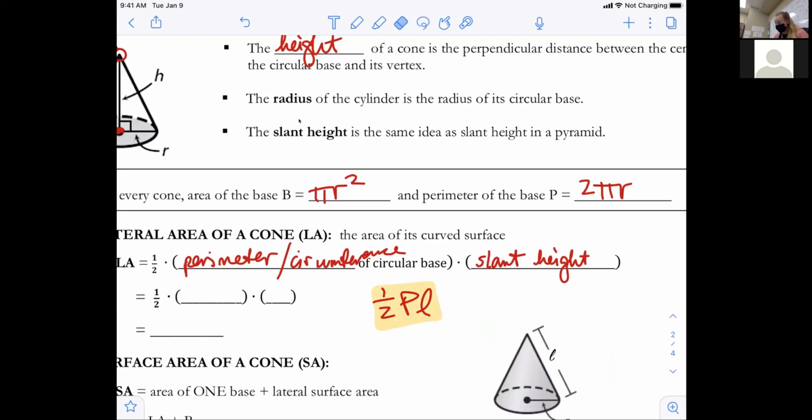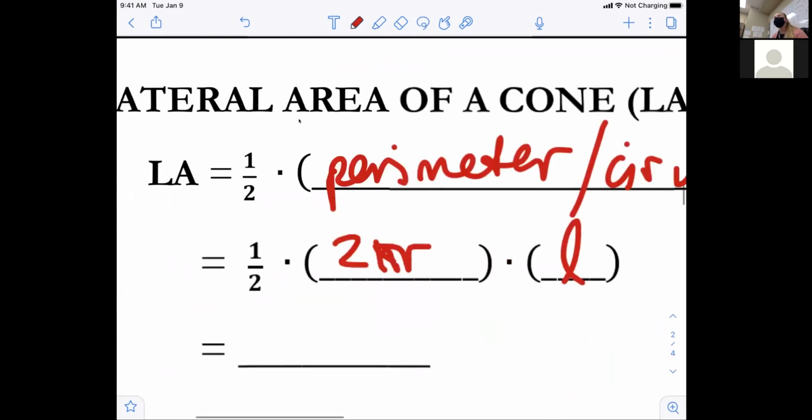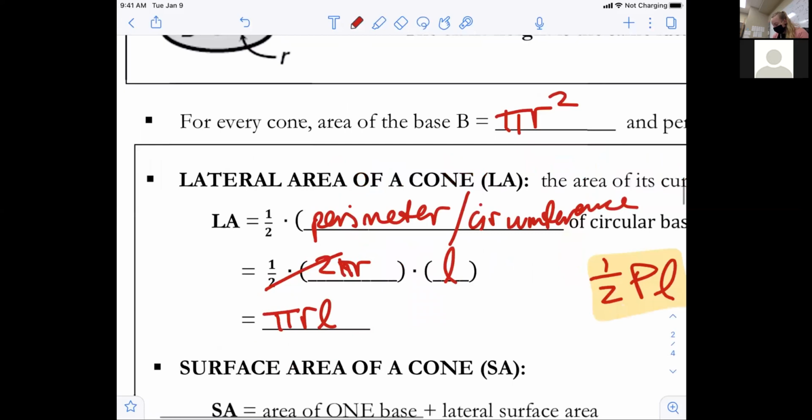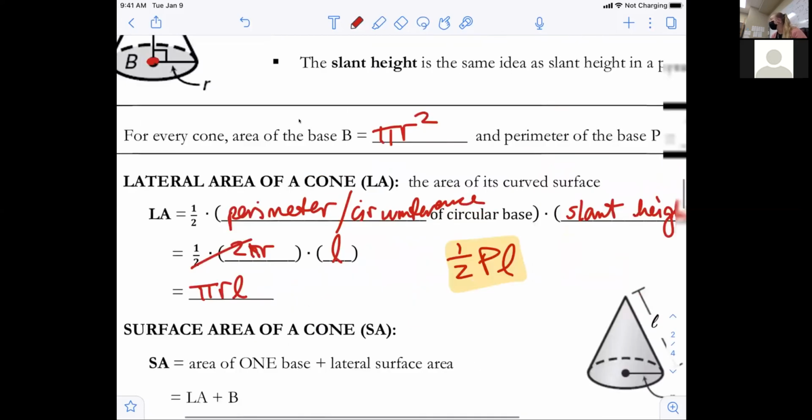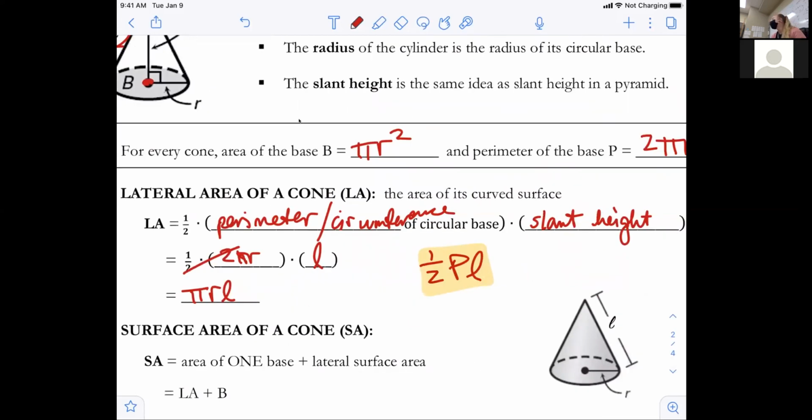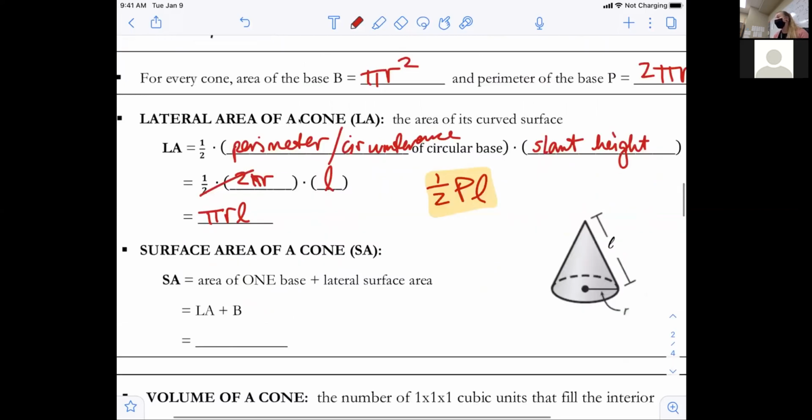What you could do, though, is you know that P is the same thing as 2 pi r, right? And L is my slant height. And so I can simplify that one step further. If I do 1/2 of 2, I'm just left with 1. So I get pi r L. So some people are like, oh, well, if I don't even have to find perimeter and I can just do pi times r times L, great. I personally just can't remember all those things. I have to get some things out of my head. So I'm going to do 1/2 PL, but you can do the other one.